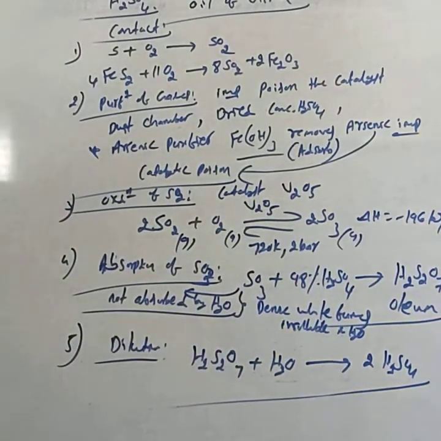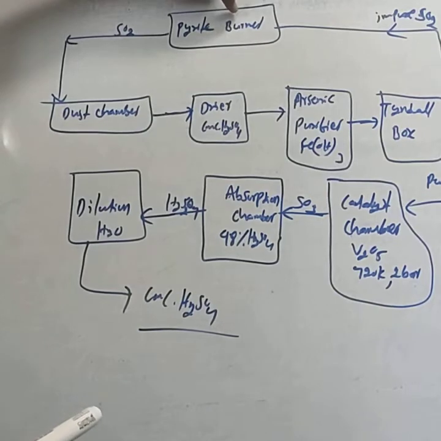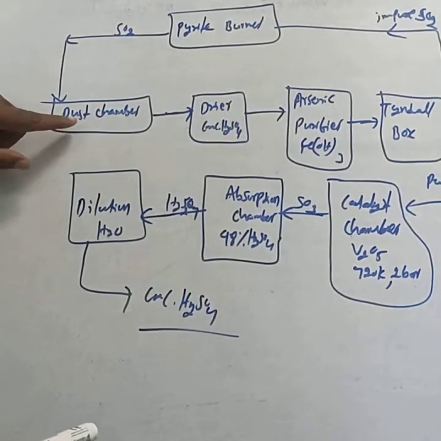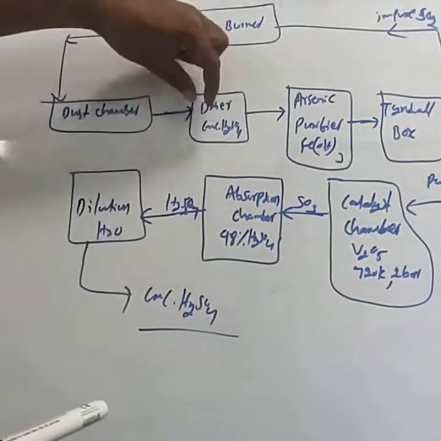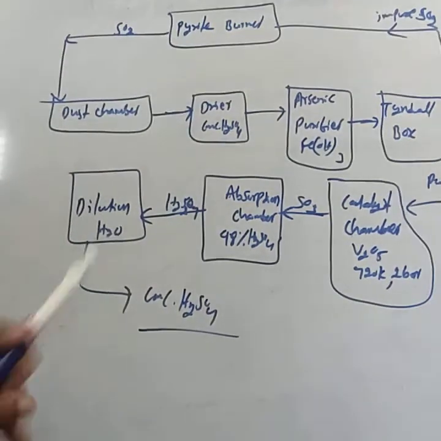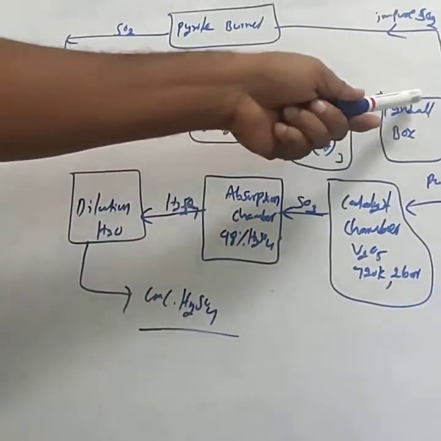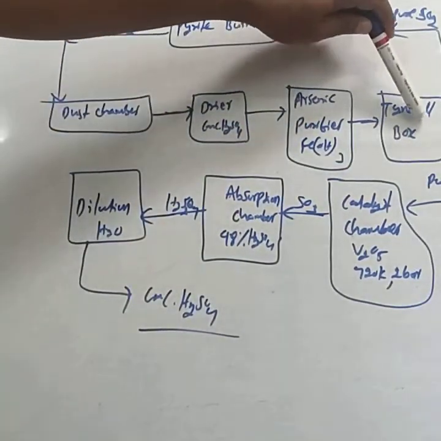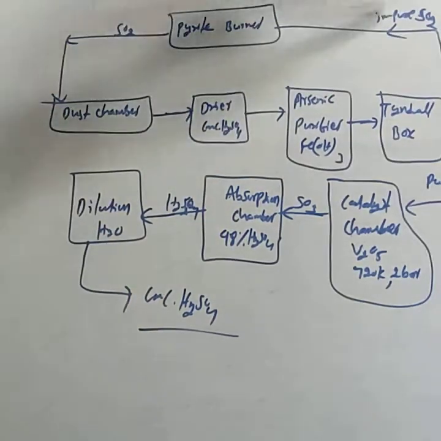Then finally you write the flow chart. The flow chart for the contact process: first is the pyrite burner, from which we get SO2. SO2 is purified using the dust chamber, the dryer containing concentrated H2SO4, and the arsenic purifier with ferric hydroxide. Then the Tyndall box checks the purity of the gases using a beam of light. If impure, it is recycled and purified again.